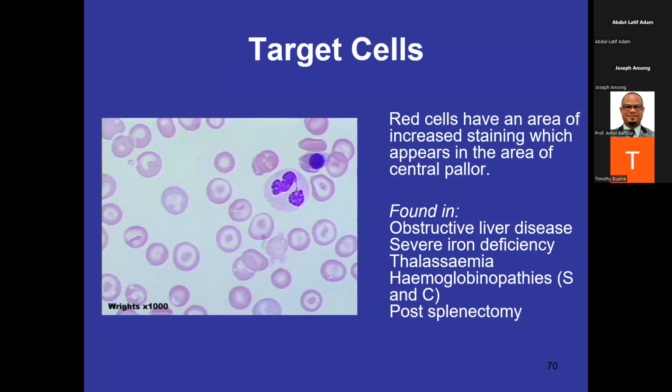We also have a cell with an area of interest in the center. These are target cells. The center is there, but then there is a ring around it. They are found in obstructive liver disease, severe iron deficiency, thalassemia, hemoglobinopathies, and post-splenectomy.